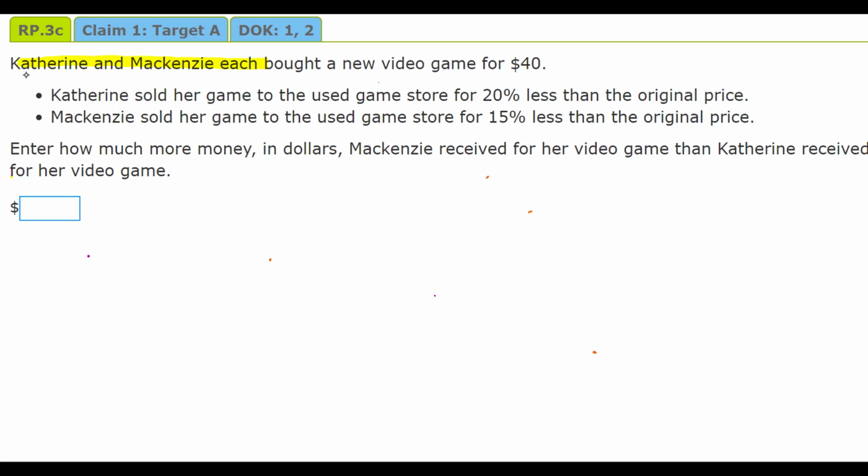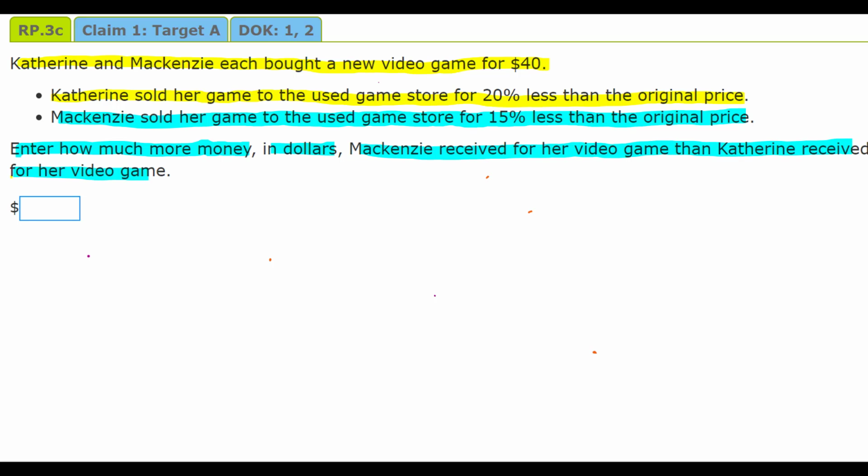Catherine and Mackenzie each bought a new video game for $40. Catherine sold her game to the used game store for 20% less than the original price. Mackenzie sold her game to the used game store for 15% less than the original price. Enter how much more money in dollars Mackenzie received for her video game than Catherine received for her video game.